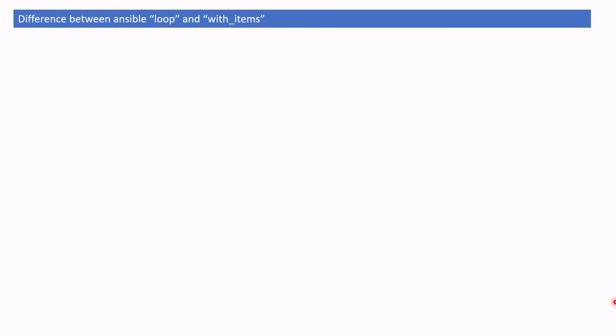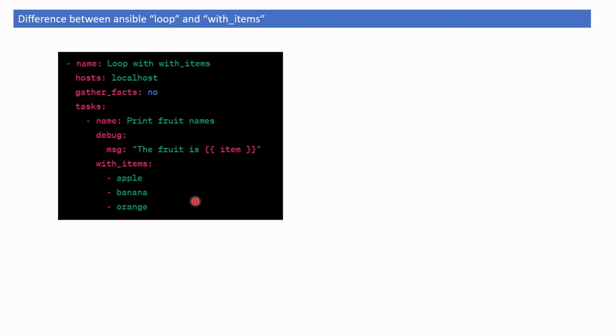So in the last video we talked about using loops in Ansible. Now in this video we are going to talk about the difference between loop and with_items. If you go through the community or Stack Overflow answers, many times you will see that people are using with_items when providing the solution. Now if you see a playbook which is written using with_items, the syntax goes something like this.